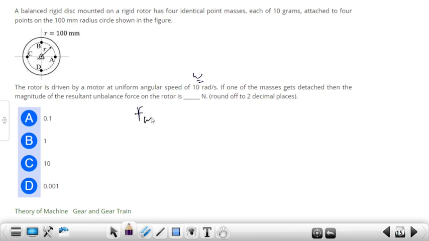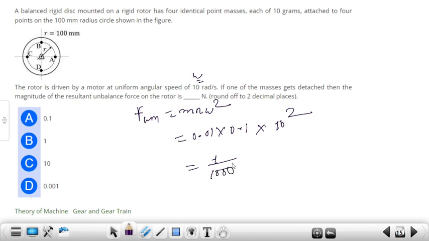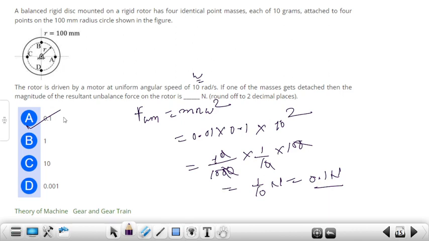So unbalance is equal to m r omega square, mass given 10 gram, that means 0.01 kg, and radius given 100 mm, that means 0.1 meter, and omega is 10 radian per second. For calculating, we get 1 by 100 into 1 by 10 into 100. So that's 100 by 1000, which is equal to 0.1 Newton. Answer option A is the correct answer.